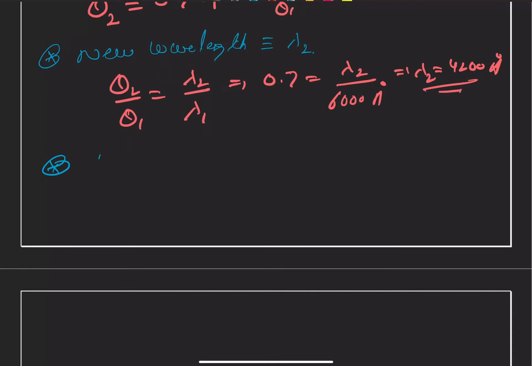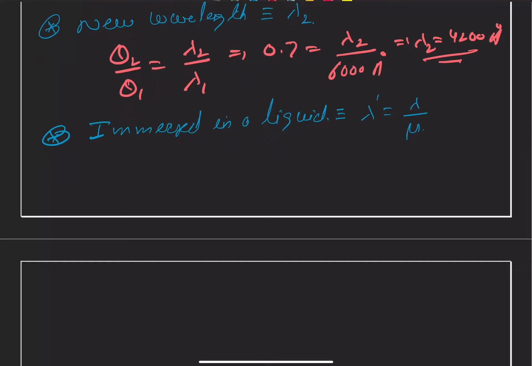So we can say immersed in a liquid. Therefore, the effective wavelength, let us suppose lambda prime, will be equal to lambda divided by mu. Therefore, we can write our angular displacement, that is our theta prime, is equal to 2 lambda prime divided by a. Substituting the value of lambda prime, we get this will be 2 into lambda divided by mu.